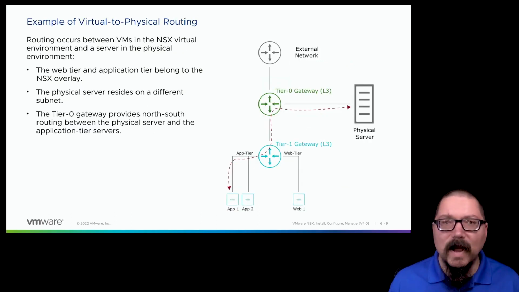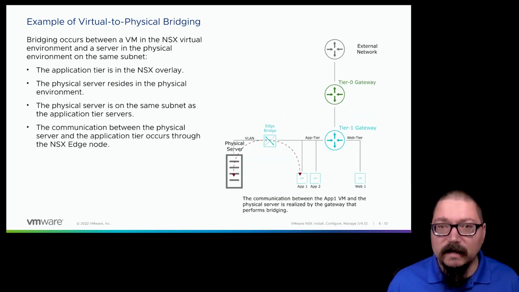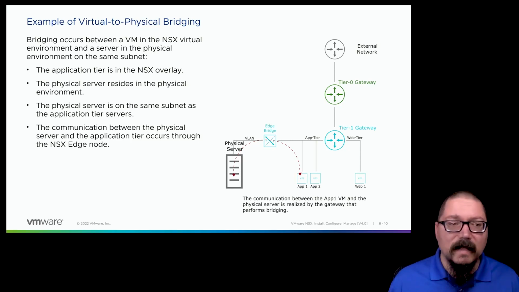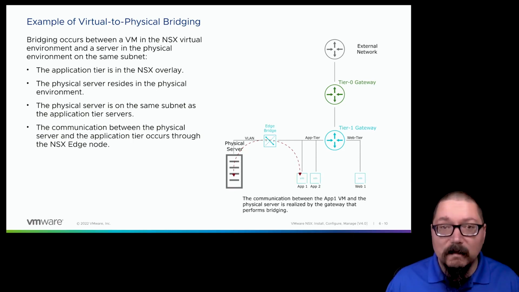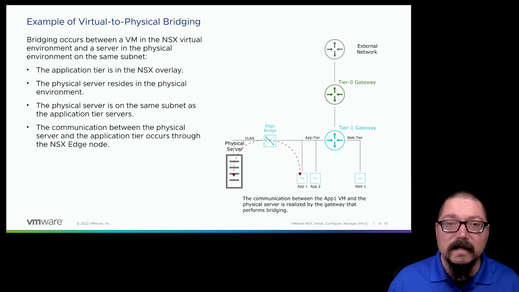So here we just see routing. This is what we've been talking about, what we just went through with a bunch of packet walks, where traffic flows through routers to get from one system to another. Well, with bridging, we're not going through a router. With bridging, app 1 and the physical server are communicating with each other by way of MAC address, not by way of IP address. So this is a direct layer 2 connection that we're putting in place with a logical bridge.